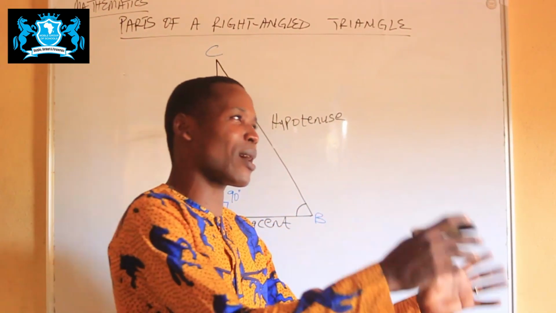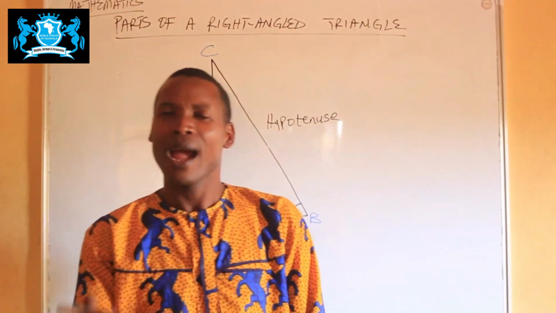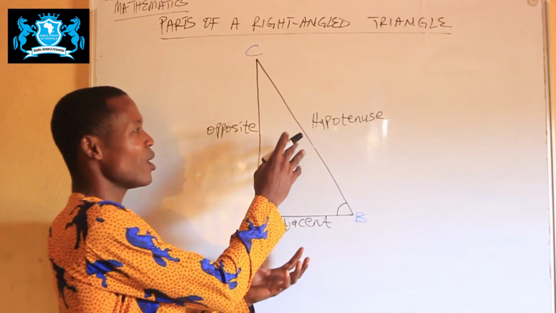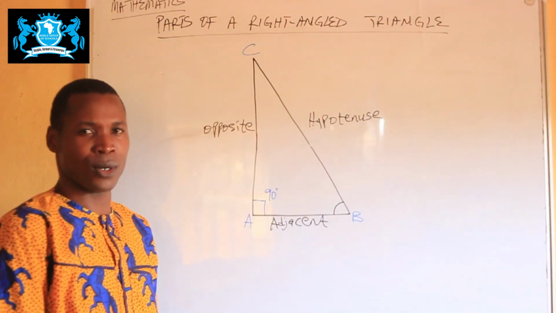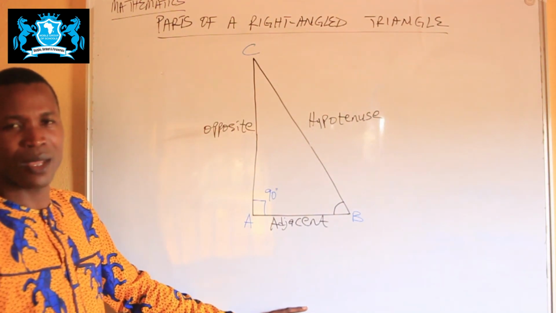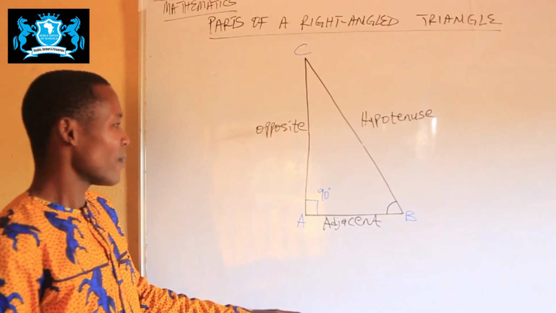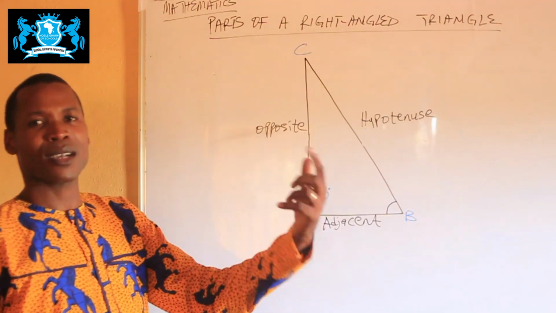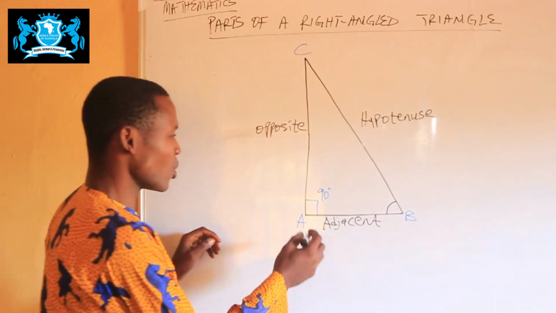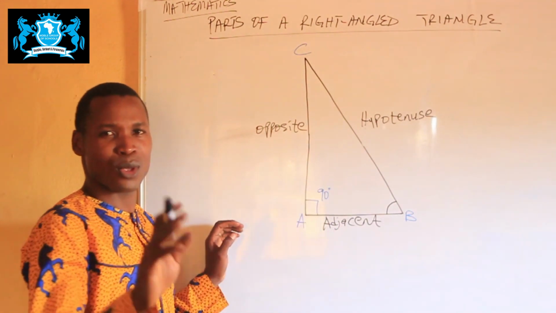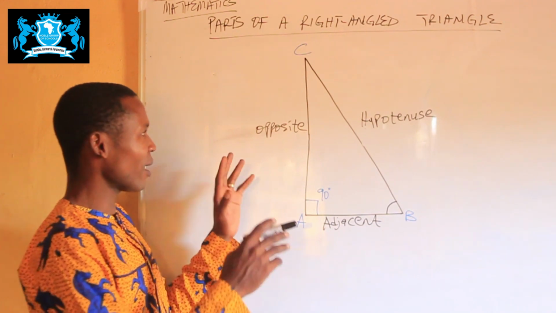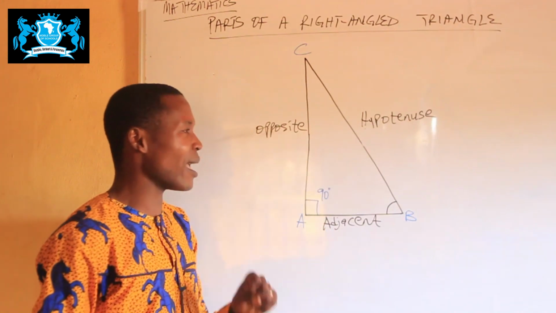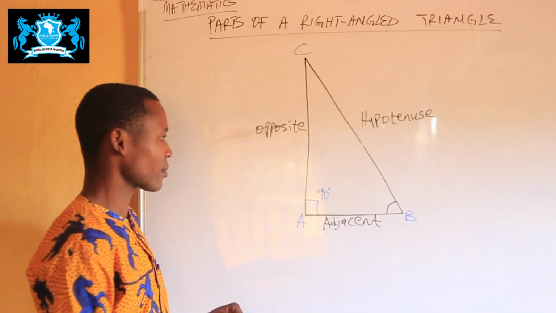Before we get into Pythagoras theorem, before we go into SOHCAHTOA, I want us to look very well into understanding this special kind of triangle called the right-angled triangle. What are the parts of a right-angled triangle? I explained in the last class that any triangle in which one of the angles is 90 degrees is called a right-angled triangle. Once you have this shape, 90 degrees, you call it a right-angled triangle. Now, in a triangle, there are three parts.